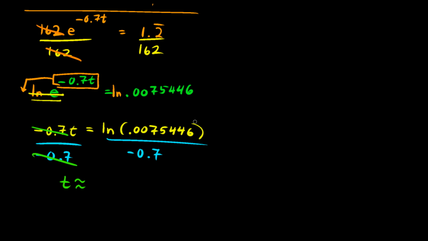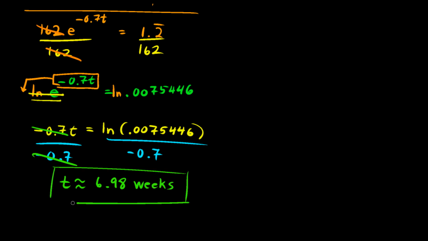Close off that parentheses. That's going to be important. Divided by negative 0.7. You get 6.98. Remember, t was weeks this time around. So really, really close to 7 weeks for this problem.